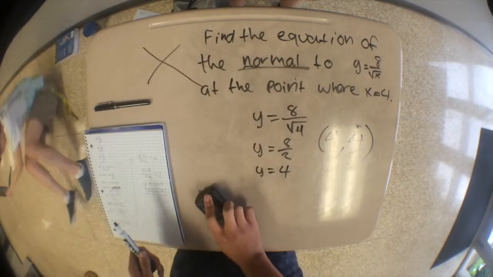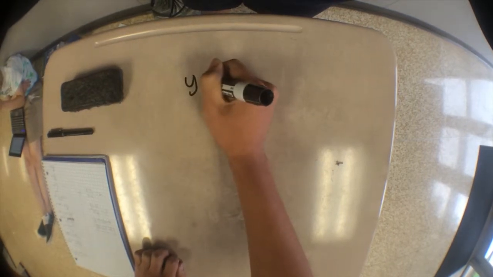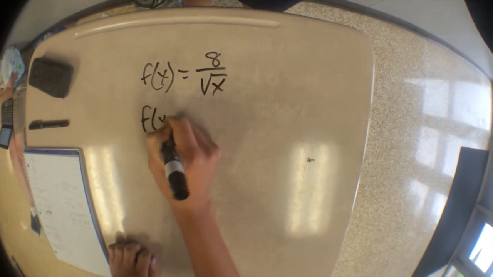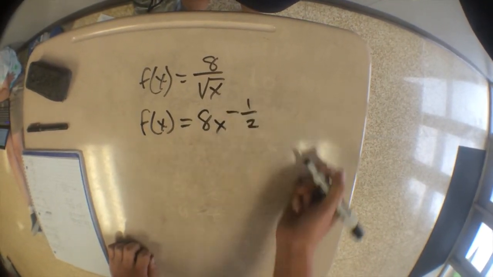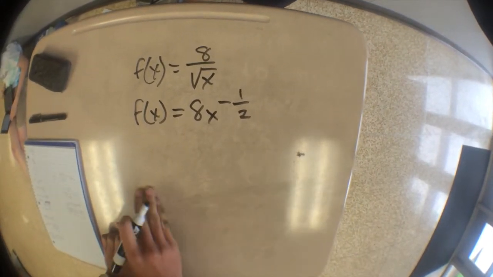Alright, let's erase that and write some more. So let's rewrite our equation first. I like f of x better, don't judge me. F of x equals 8 over square root of x. So let's rewrite that into f of x equals 8x to the negative 1/2. Because in the end, it's the same thing. There's math reasons behind it.